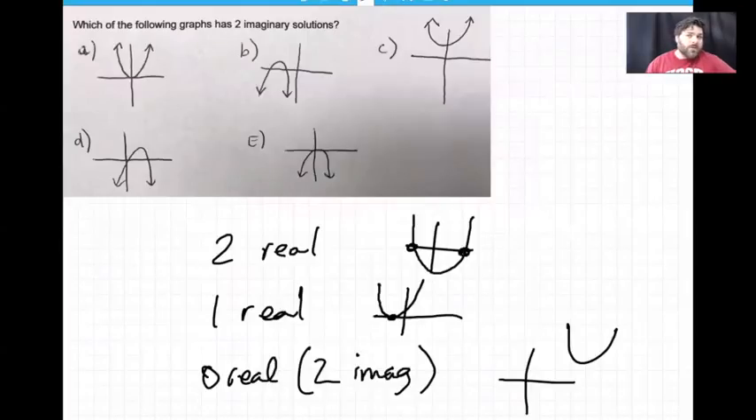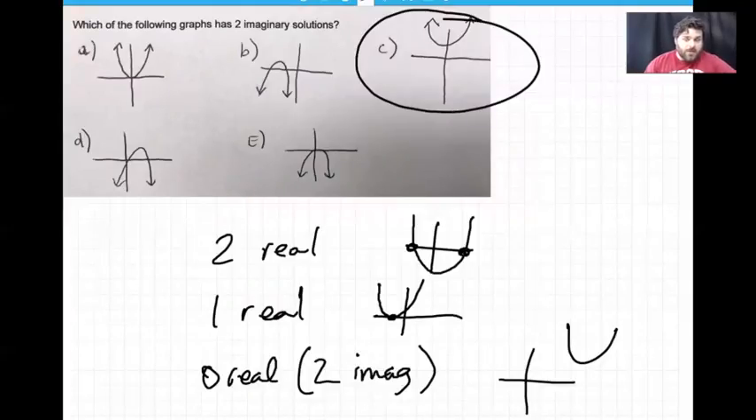So what we're looking for is the only graph that doesn't cross the x-axis. So that is going to be C. C will have two imaginary solutions. C will not factor. If you're solving an equation that makes the graph C, you'll have to use the quadratic formula and you'll get those two imaginary solutions. You'll get the square root of a negative number, which will give you imaginary solutions.